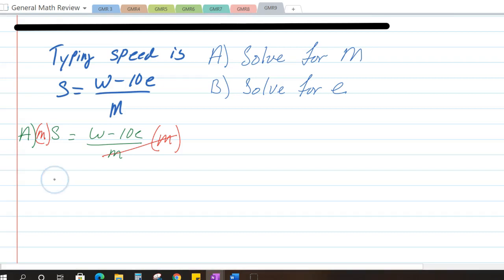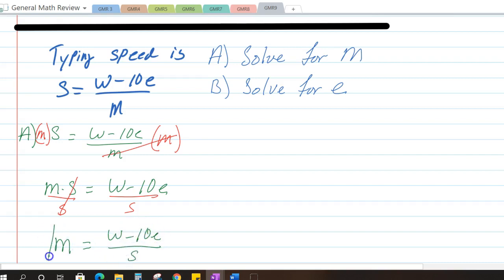This leaves us with m times s is equal to w minus 10e. Now you say, what's happening to your m? It's being multiplied by the s. The opposite of multiplying is dividing. We divide both sides by the s. Whatever you do to one side, you do to the other. The s's cancel. That leaves us with m is equal to w minus 10e over s.